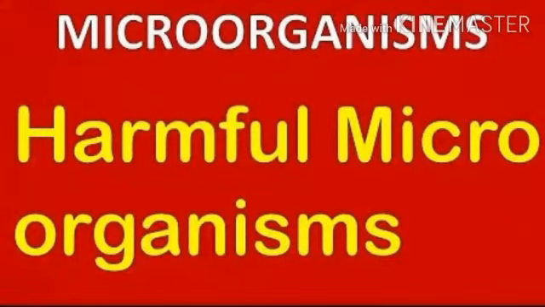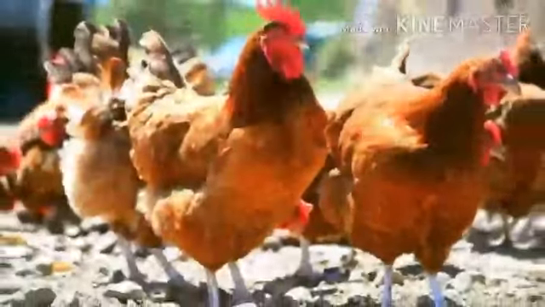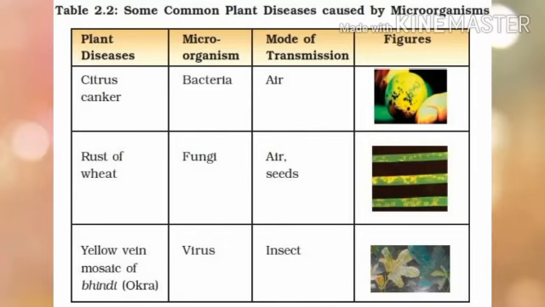Now, we will study some harmful microorganisms which can cause diseases and can also spoil our food, clothes, etc. Microorganisms can cause diseases in both plants and animals. Some animal and plant diseases and their agents are listed in the table.